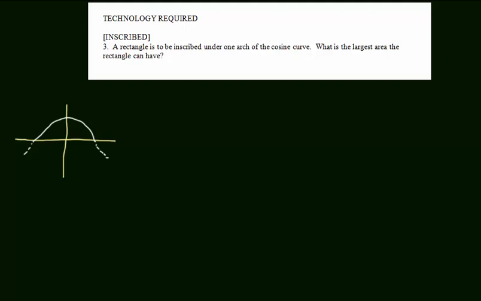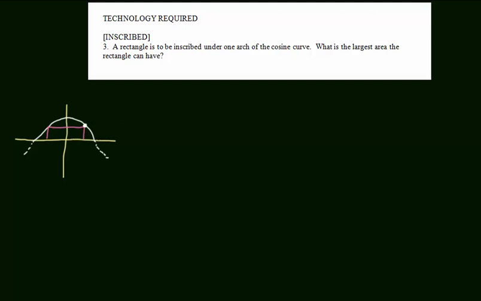Now we want to inscribe a rectangle, so let me do that. This is an even function, so it should be symmetric about the y-axis. And there's the rectangle inscribed under one arc of the cosine curve. Now, before we use technology to go further, I want to identify the coordinates of this point, and this is a really important coordinate. It's going to help in a lot of ways.